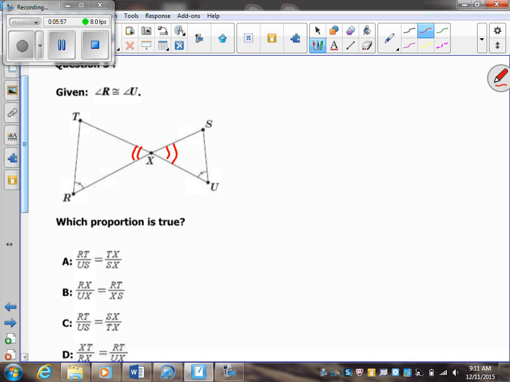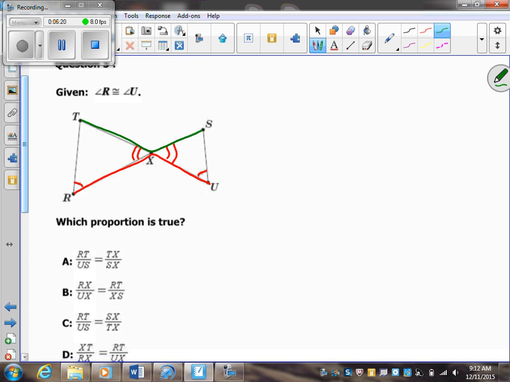So in this case, since this angle is congruent to this angle, the side that's going to be proportional would be this two. It's going to be proportional to each other, and then these two would be proportional to each other. That's something you have to make sure you remember. If the angle was R and S, then it would have been the other two sides.